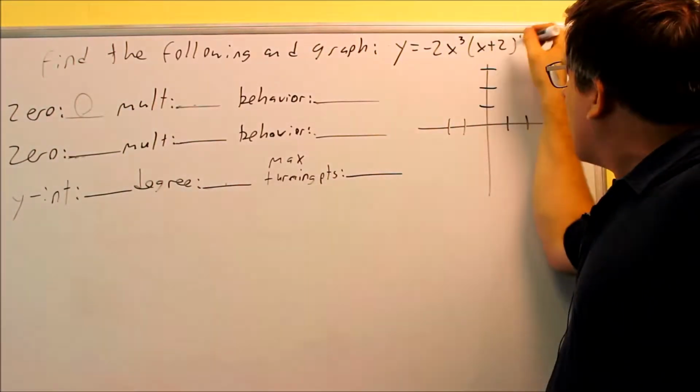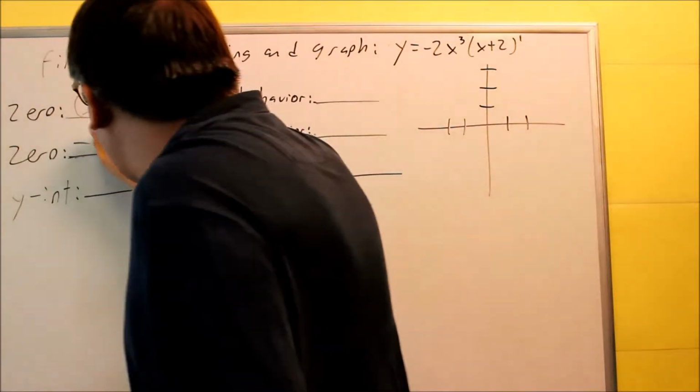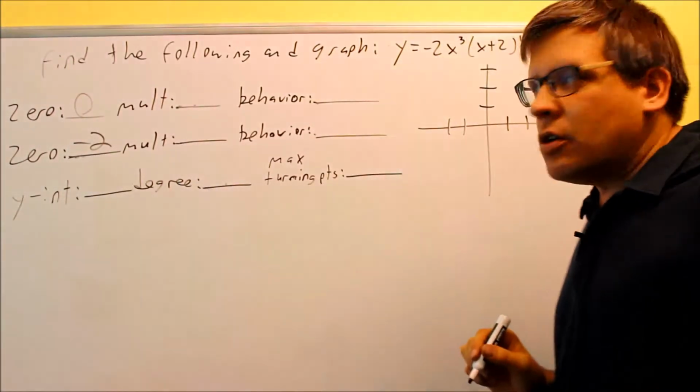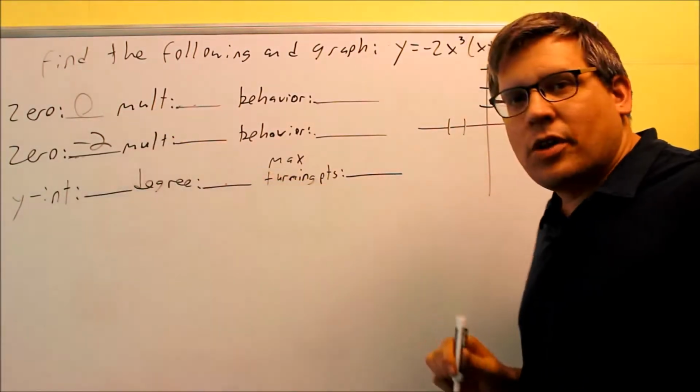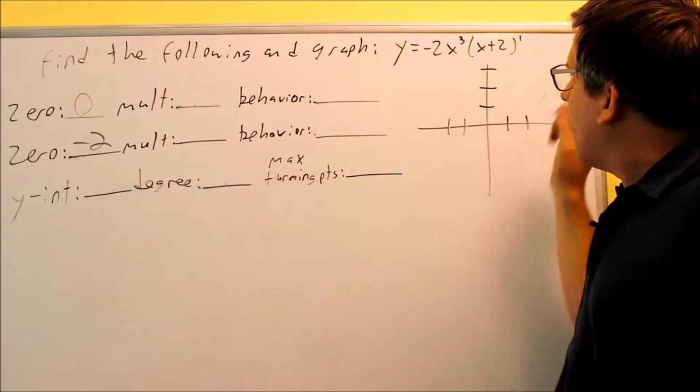Next, what makes this part 0? Okay, x plus 2 equals 0, that means that negative 2 is going to be your answer. That's your x-intercept there. Multiplicities, you're looking for the powers that are on each of the factored pieces.